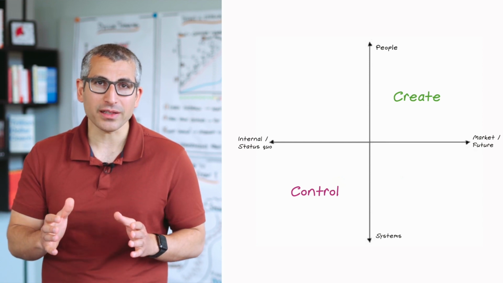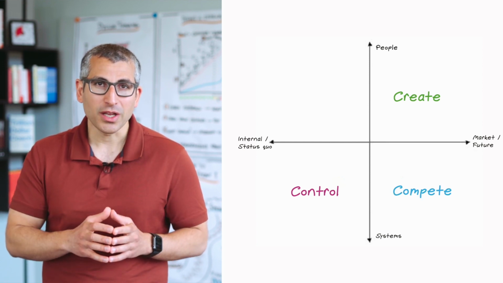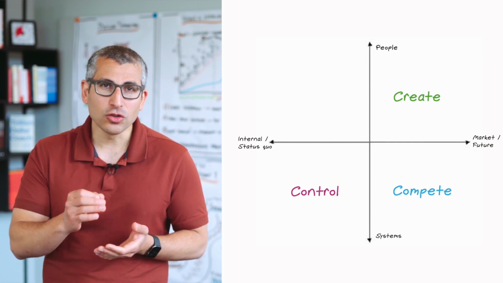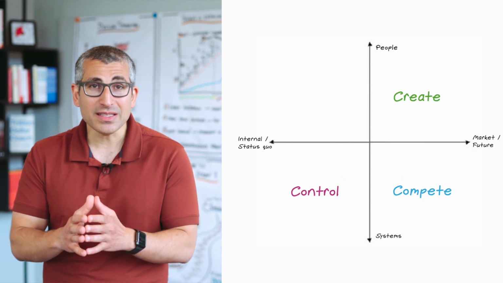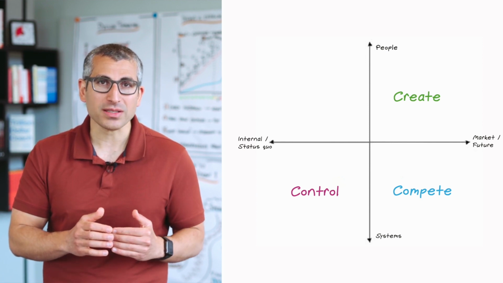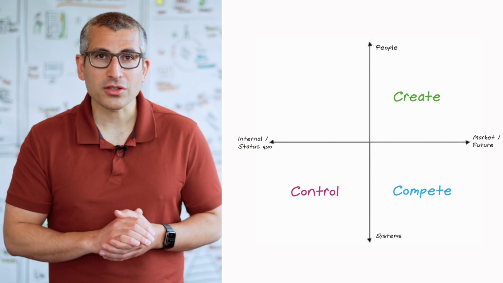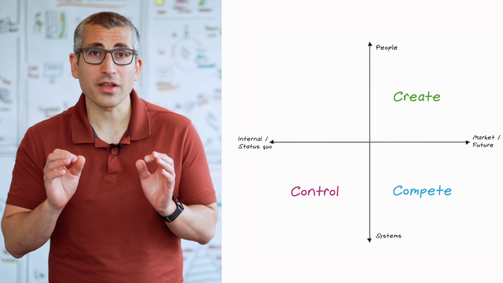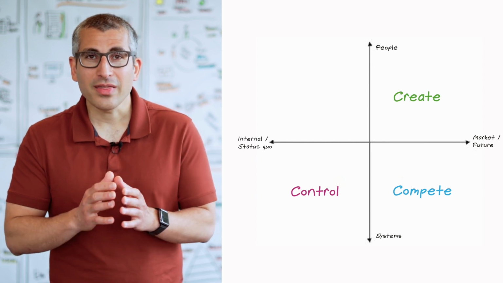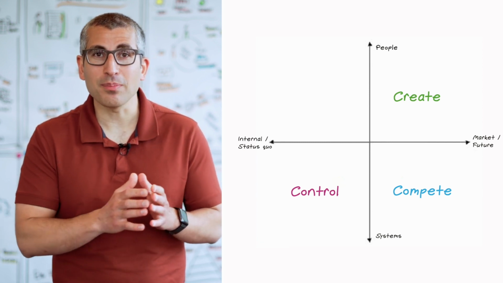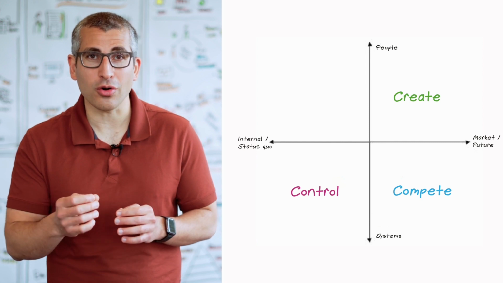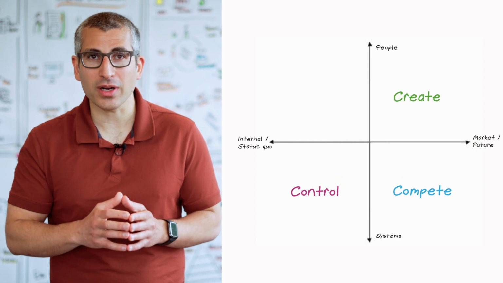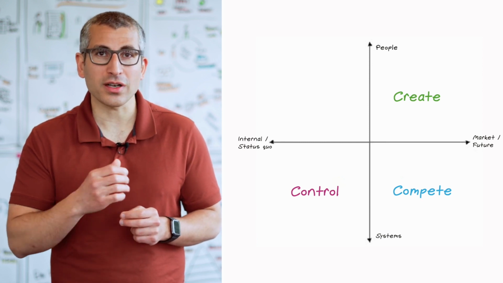At the bottom right, we have the compete culture, which are organizations that do have an external focus, that do look at the marketplace, but still value systems and processes a ton. Most large consulting organizations like McKinsey, BCG, or Bain are in the compete quadrant. They have internal values like up or out, or grow or go. And seldom, actually never, do you see them collaborate to deliver value to their customers.